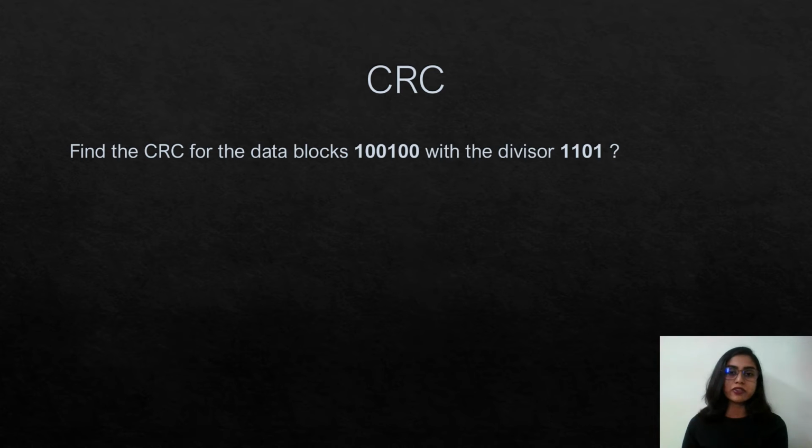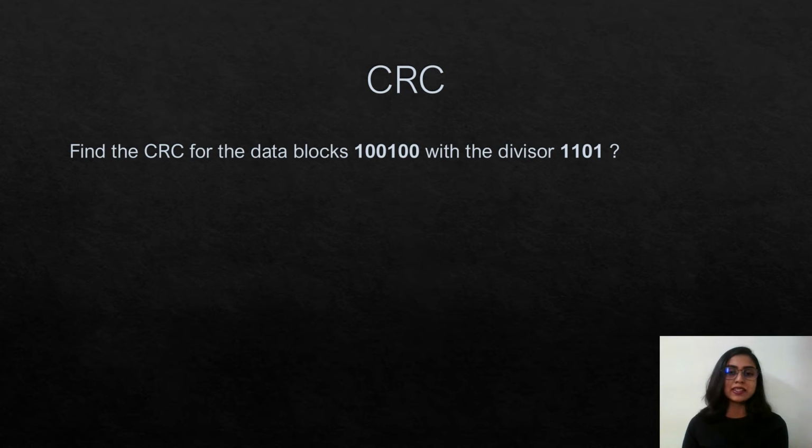Find the CRC of the data block 100100 with the divisor 1101. The protocols that the sender and the receiver mutually agree upon will decide the divisor. So the divisor will be known to the sender and the receiver. Based on the divisor, the CRC is generated on the sender side and verified on the receiver side.